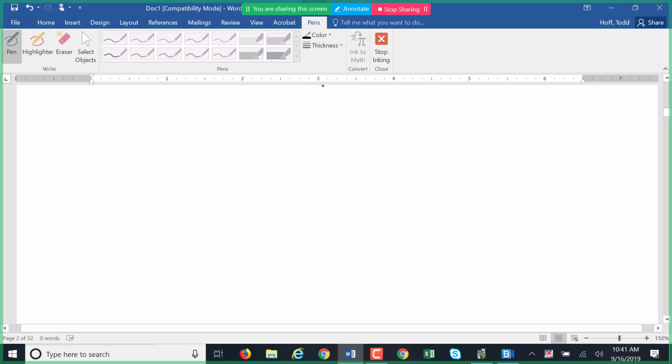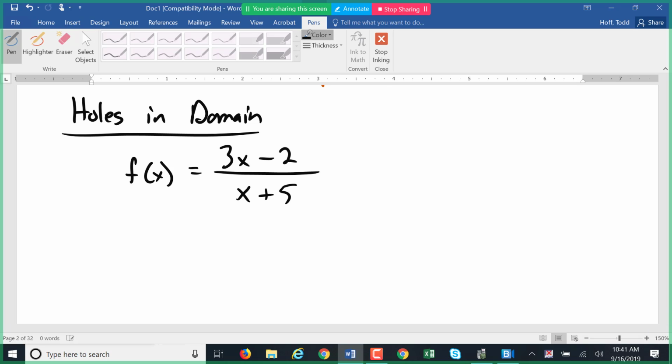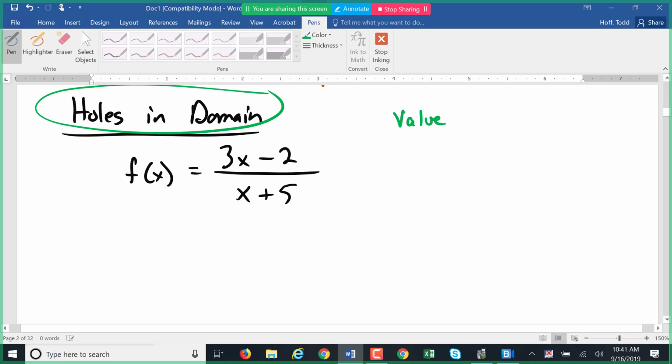Now, sometimes we use piecewise functions to define functions that have holes in their domain. For example, if I look at a rational function, f of x equals (3x minus 2) over (x plus 5). It may not appear to be, but there is a hole in the domain. There are values that are impossible.